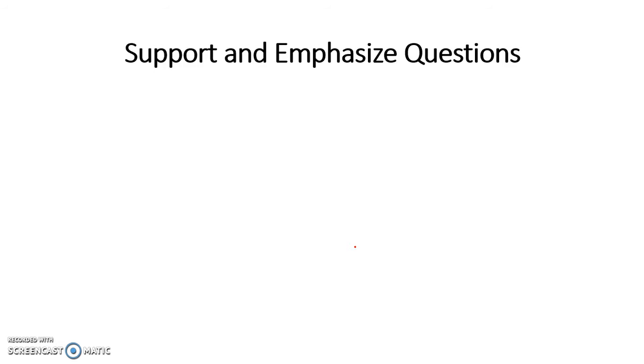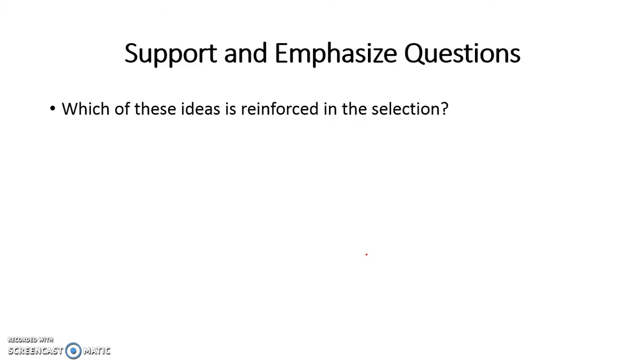All right, now we're going to look at questions where they ask you to choose things that support or emphasize. These are common. Which of these ideas is reinforced in the selection? Reinforced means supported and emphasized. It's kind of a combination. Emphasized means they're making a point of making sure you see it, making sure you know this, and it's supported with evidence. So which of the choices, A, B, C, D, is most supported and emphasized in the passage? It's very similar to choosing a main idea, but it's not only the main idea. It's just, is there support for it?